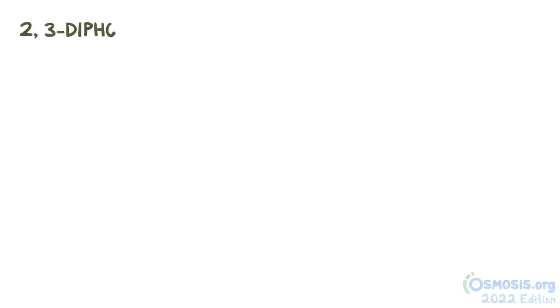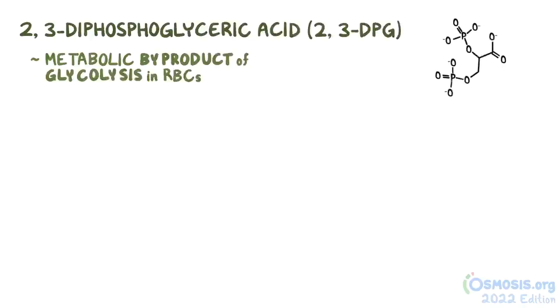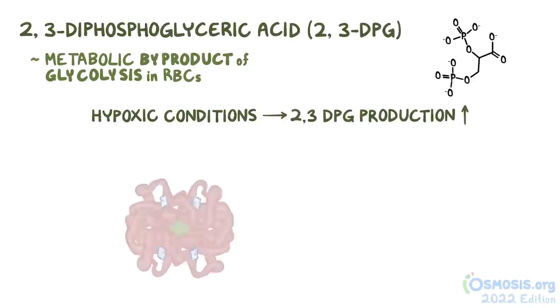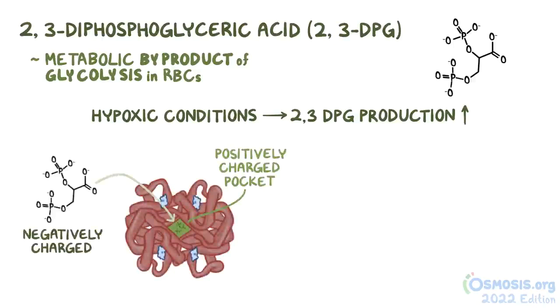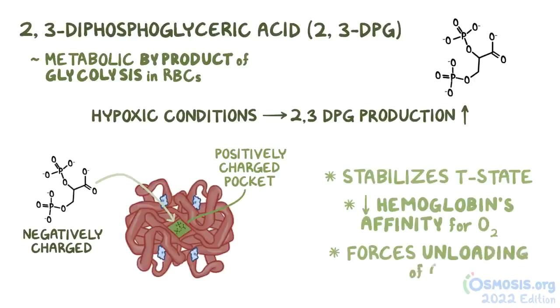Another factor is 2,3-diphosphoglyceric acid, or 2,3-DPG, which is a metabolic byproduct of glycolysis in red blood cells. When there are hypoxic conditions, like a lack of oxygen, which might develop when a person is at high altitudes, 2,3-DPG production increases. In the middle of the hemoglobin, there's a positively charged pocket between the four globin chains where the negatively charged 2,3-DPG is able to bind. Again, even though the 2,3-DPG doesn't bind in the same place as oxygen, it does stabilize the T state of hemoglobin, which decreases hemoglobin's affinity for oxygen, forcing the unloading of oxygen in tissues that are in need of it.